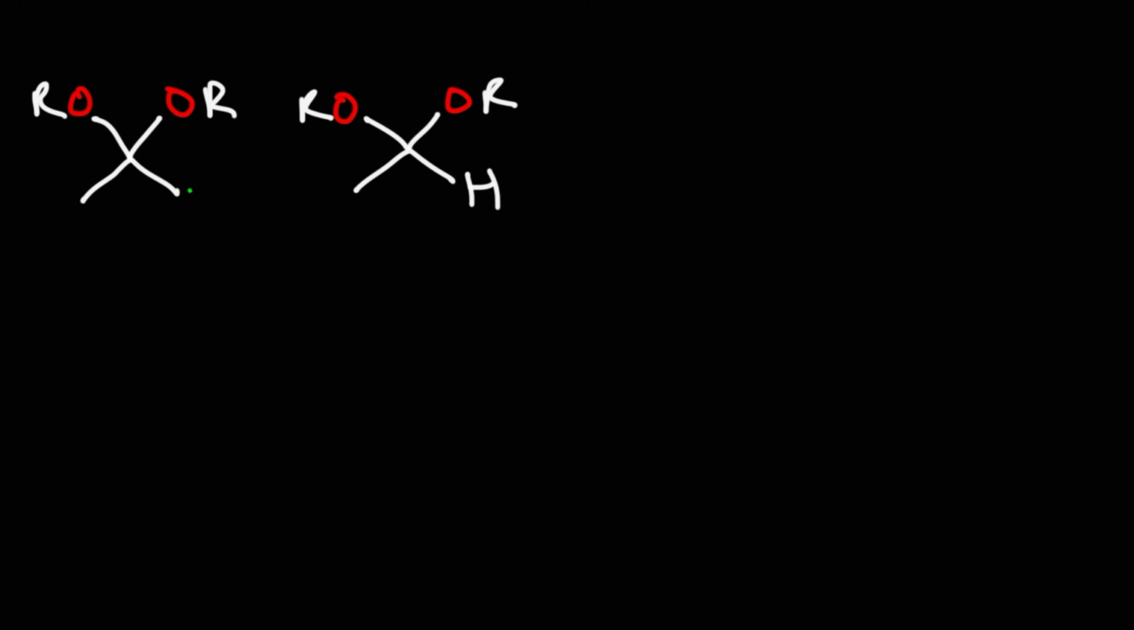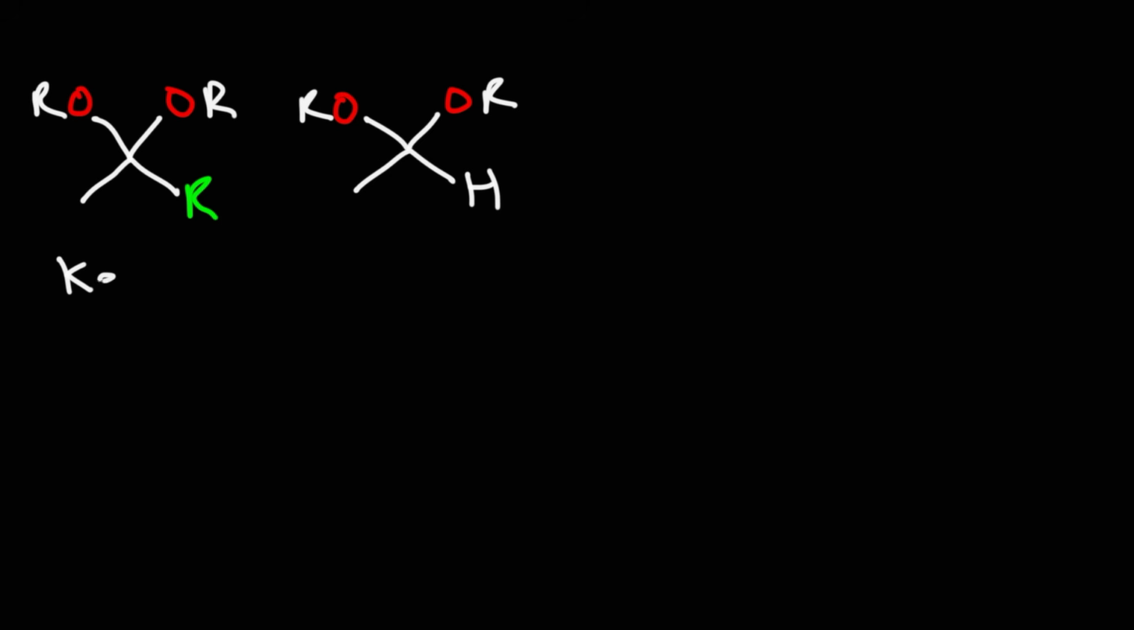And what would you call this? Let me draw that better. Let's say there are two OR groups on the same carbon. What's the name for that? Here we're still going to have the same two OR groups, but there's going to be a hydrogen instead of an R group here. So this looks like an ether, carbon, oxygen, carbon, but because there are two OR groups on the same carbon, it has a different name.